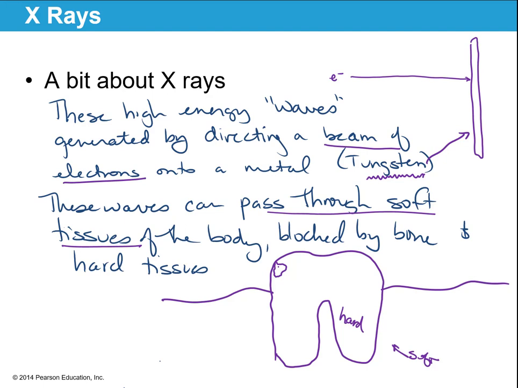Now, looking at brain injuries is kind of hard, because an X-ray is going to get blocked by a skull. So you could see a skull fracture, but you really can't see damage to soft tissues as well. But it works wonderfully on hard tissues.